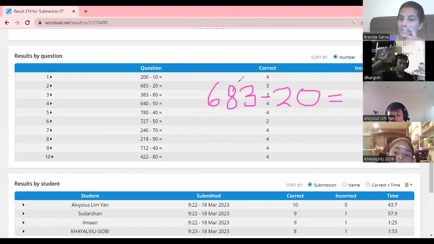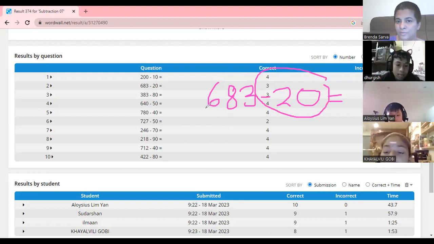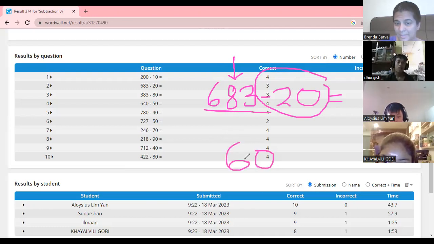Okay. All right. Guys, let's look at this. What's important over here is knowing your place values. For example, you're just going to take away 20 from 683. So look at the tens place, which is 80. And that 80 takes away 20 and you're going to get 60. That's pretty easy to actually do mentally. And then all the other digits remain the same. You see that? So you only deal with the tens.